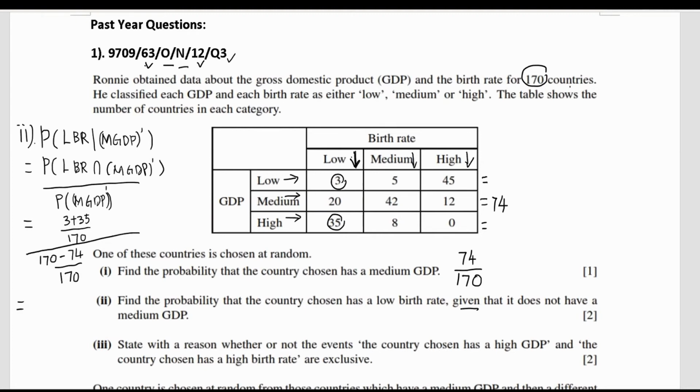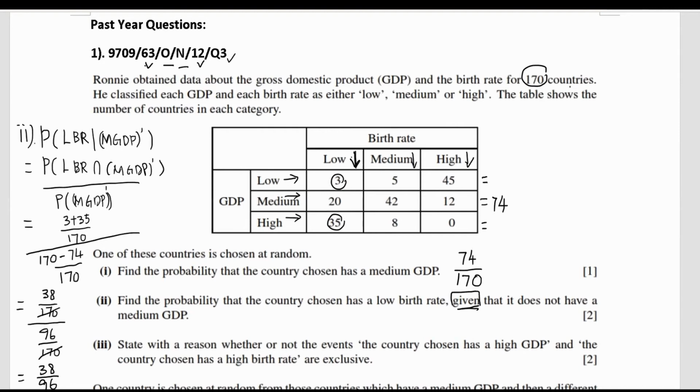So we can just take 170 minus the median GDP, which is 74. And by doing this, we are getting 38 over 170 minus 74, 96, over 170. And 170 can be cancelled off. So the answer will be 38 divided by 96. All right, that is how we use the formula for conditional probability when the keyword is given.